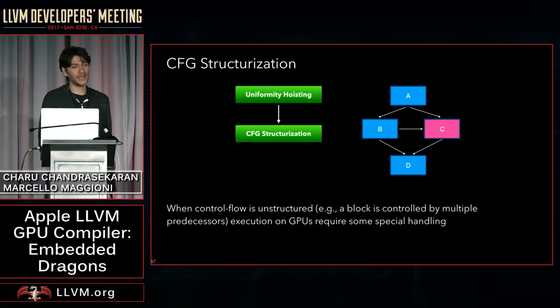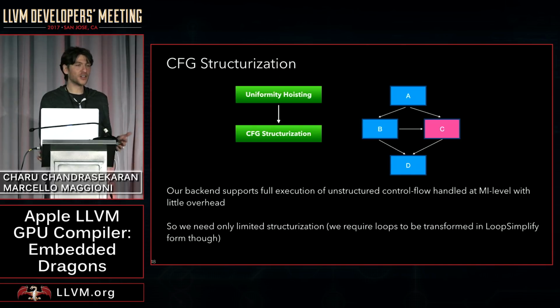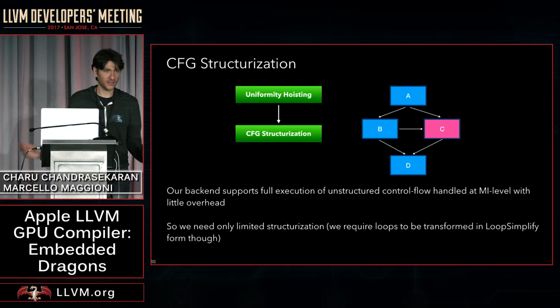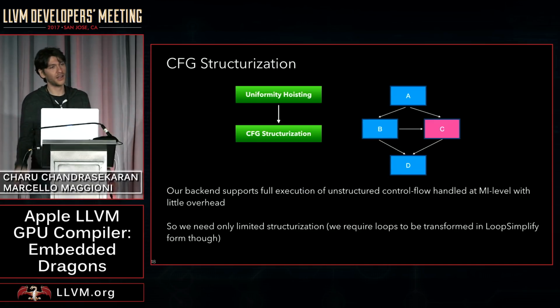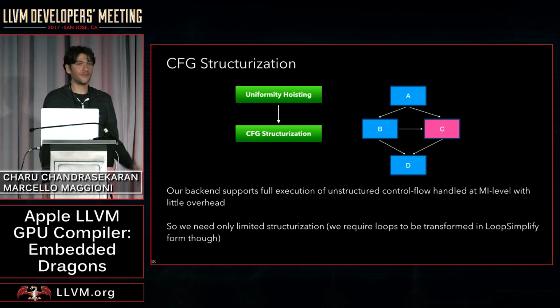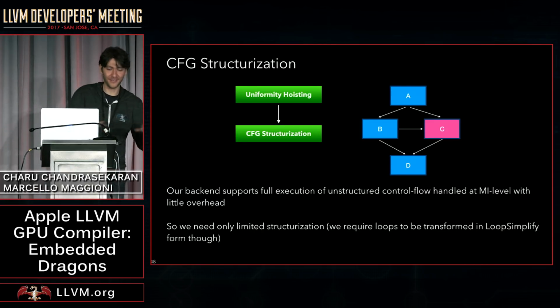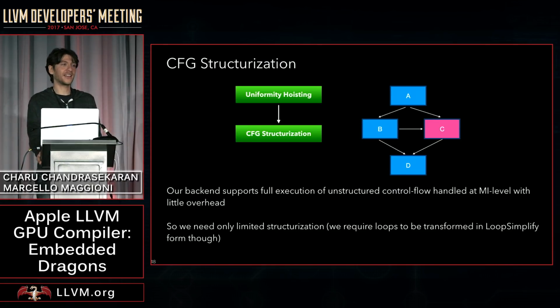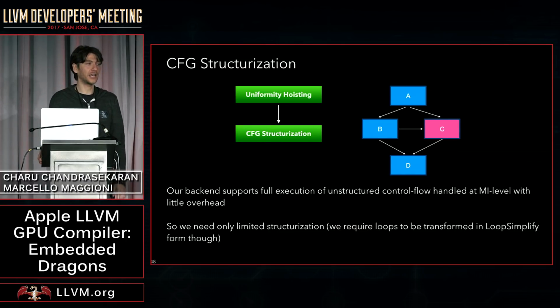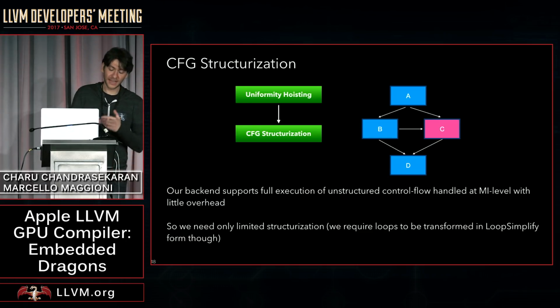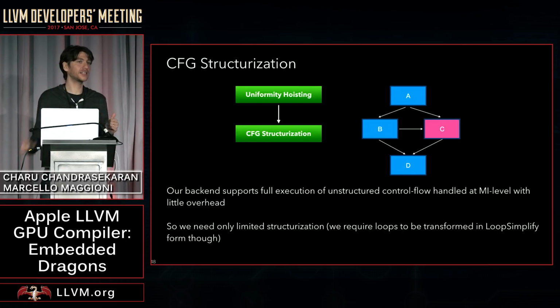So a common solution to this problem for GPUs is to structurize the control flow. Our backend actually supports full execution of this kind of construct, so there's no need for structurization at the MI level, so at the lowest level in the backend. And we also support things like loops with multiple exits and things like that. But we still sometimes do structurization because unstructured control flow introduces a slight overhead. So by structurizing the code, you can avoid this overhead.